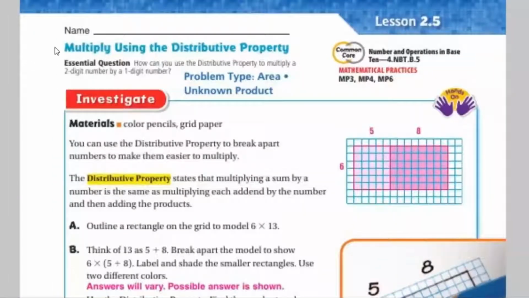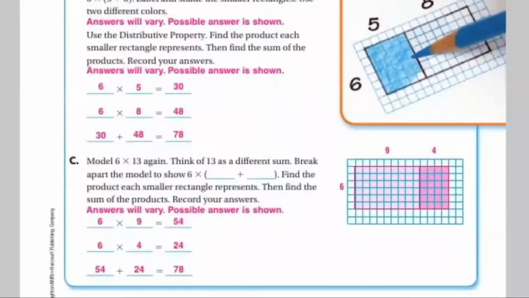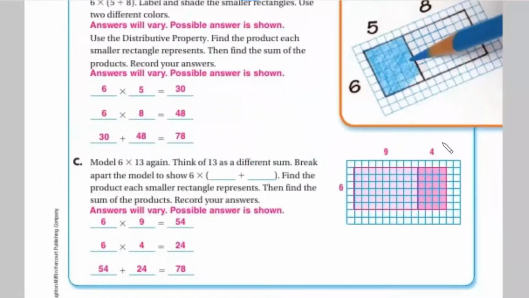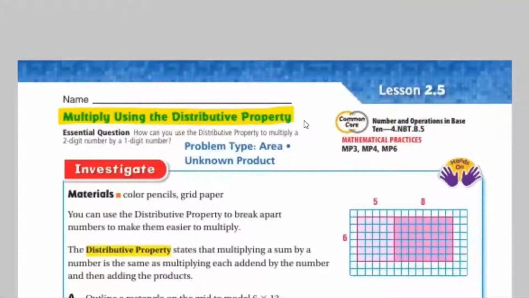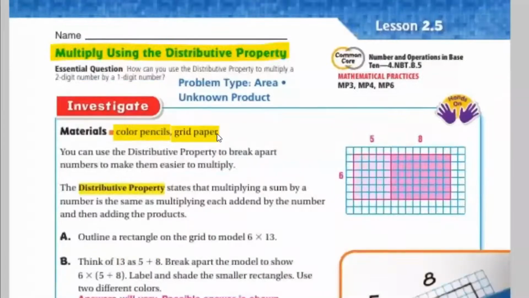Our lesson today is talking about how to multiply using distributive property. Okay, let's open your book, page 87. Okay guys, let's start. You may need color pencils, at least one color pencil.